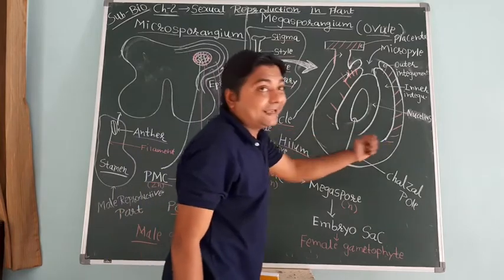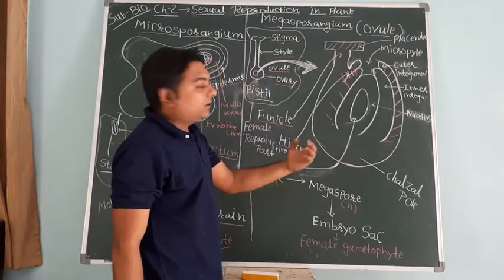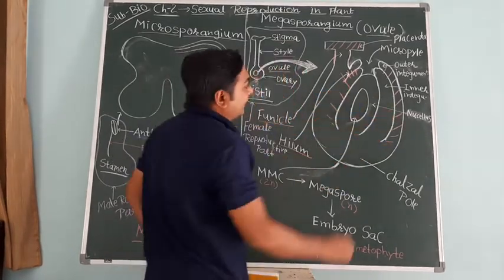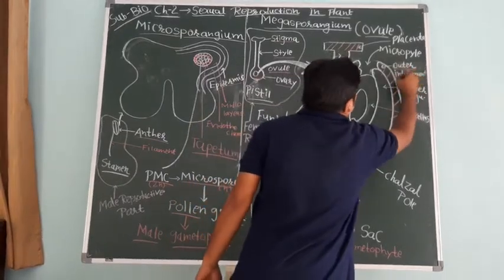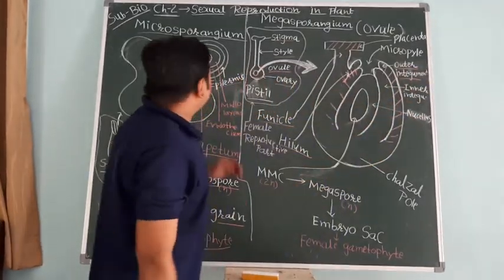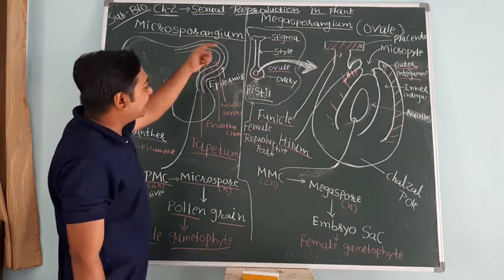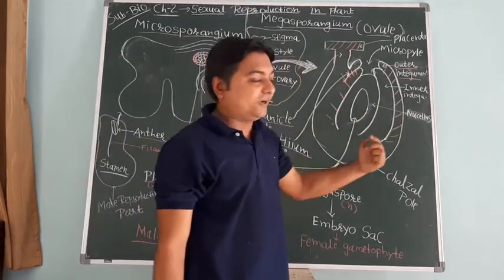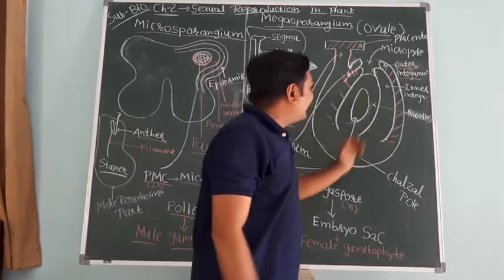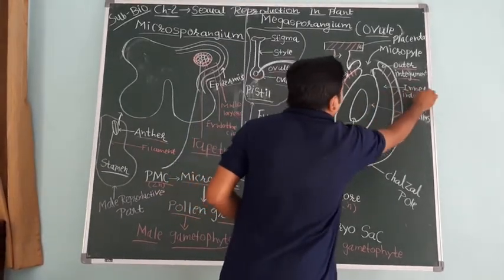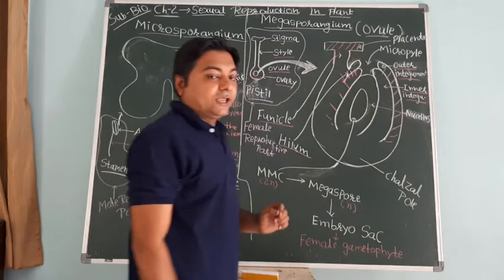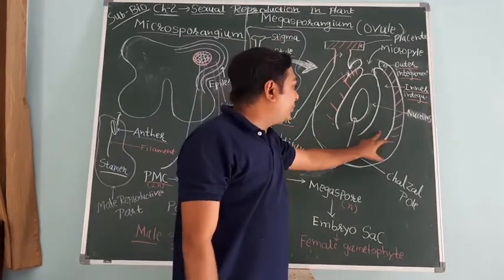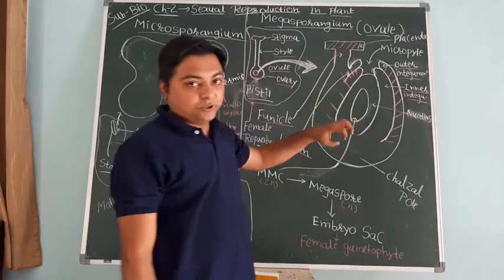Now this outer part of the megasporangium is the integument. It is a protective cover. Just like the microsporangium has an epidermis, this outer layer is called the outer integument. Inside the outer integument there is a second layer, the inner integument. These integuments help to protect the megasporangium.